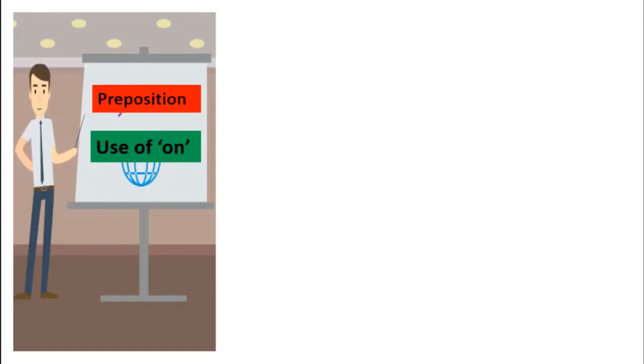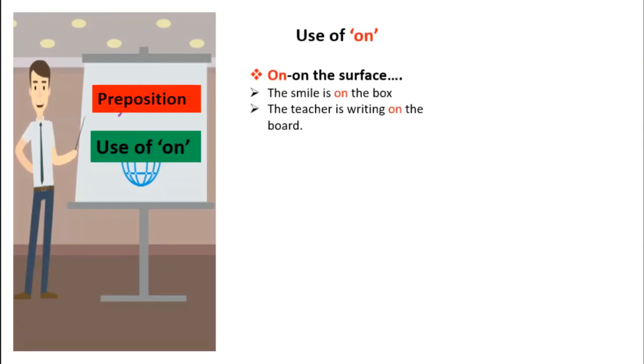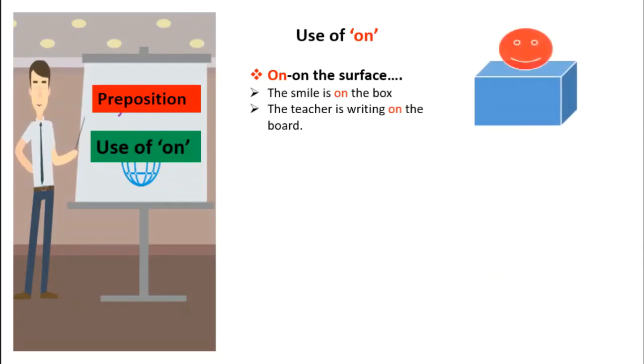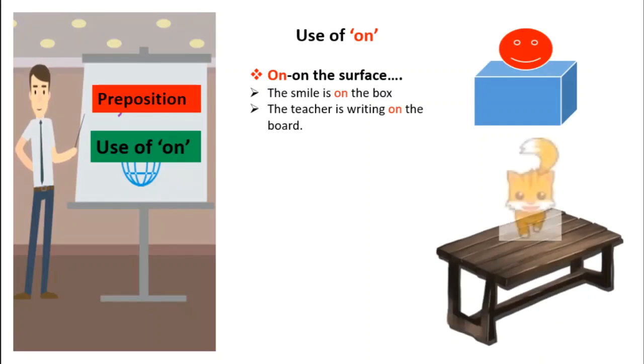Next, the use of on. On is used to mean on the surface of something, like the smiley is on the box, the teacher is writing on the board, and also say the cat is on the table. That means when we keep something on the surface of another thing, we use preposition on.